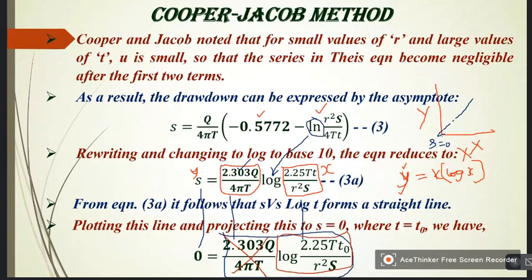So when this will be 0, this will be 0 for log 1. So that means this must be equal to 1. Do you follow? All of you? Have you followed this?